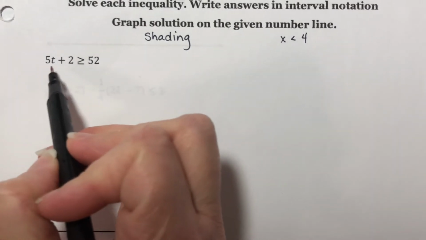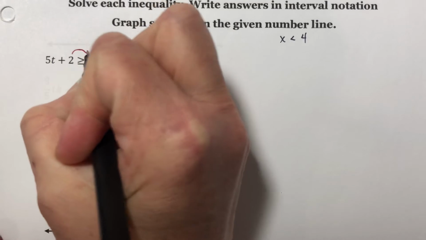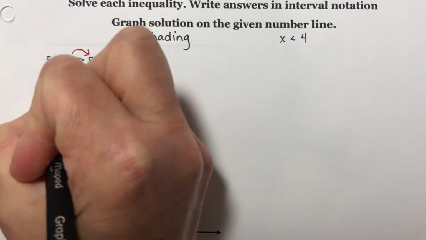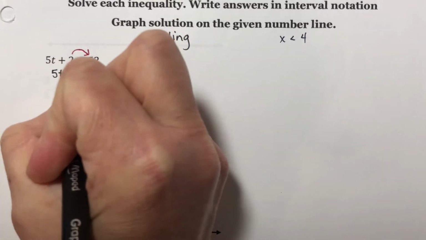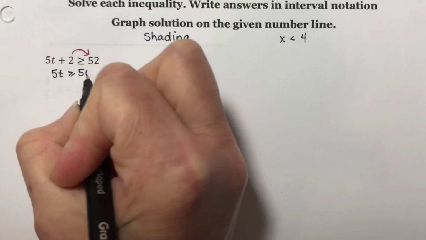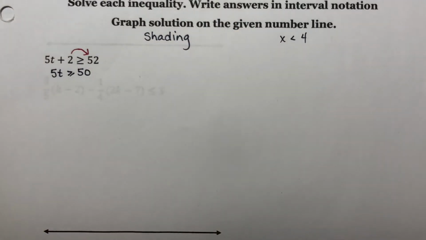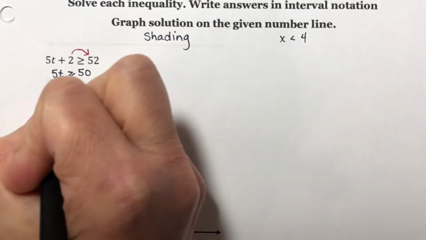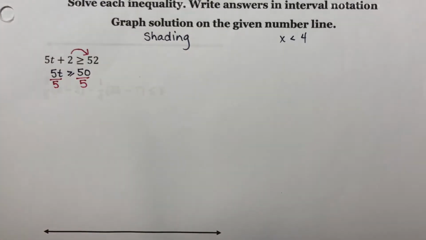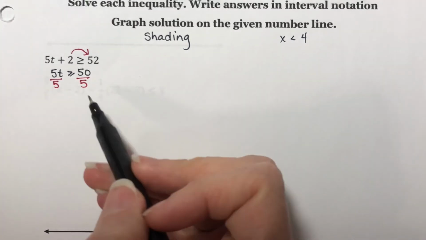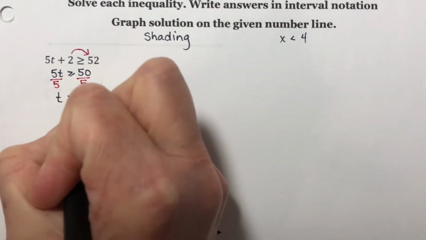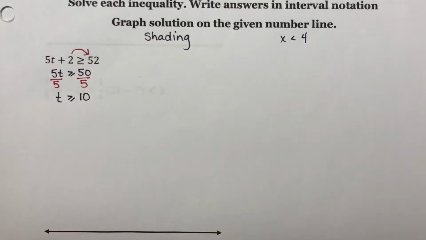So I want to get 5t by itself first. I'm going to subtract 2 from both sides. That gives me 5t is greater than or equal to 52 minus 2, which is 50. Now we need to divide both sides by 5. And 5 is a positive number, so I don't have to flip the sign around. And I get t is greater than or equal to 10.